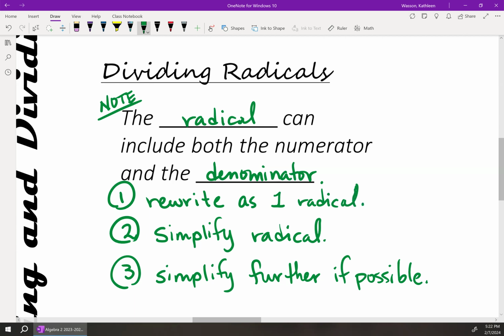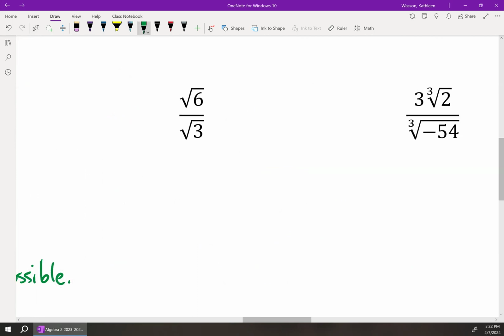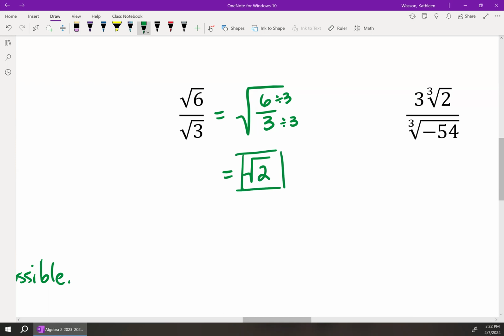All right, here we go. My first example is square root 6 over square root 3. I can write that as one radical, square root 6 over 3. I can reduce this. 6 divided by 3 is 2. So if I divide numerator and denominator by 3, I get 2 over 1, which is square root 2. That's all. I didn't end up with a fraction, actually.